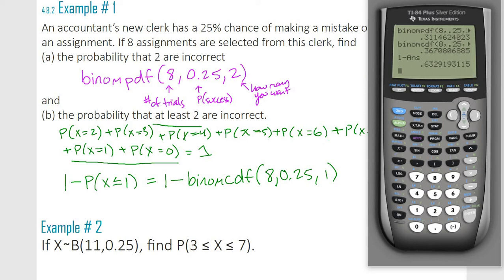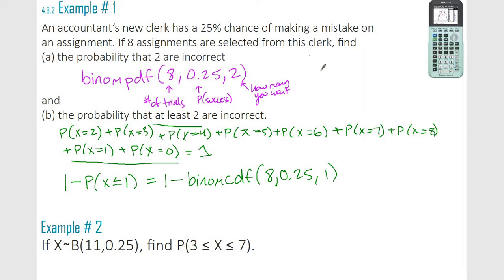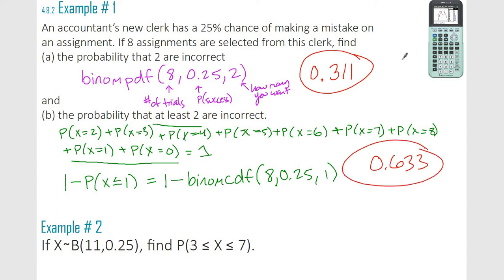All right. So the answer for part A is the probability, so we'll put it as a decimal, 0.311. And the second one is 0.633 to 3 sig figs. Okay, so now do this one.